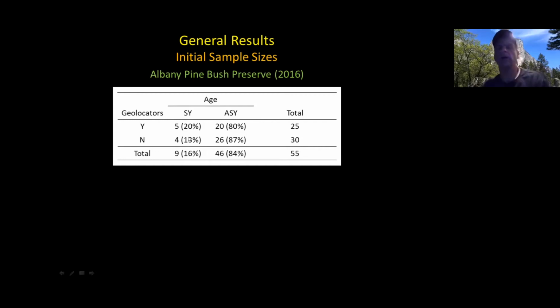So if a bird hatches in 2015, as of January 1st, 2016, it's considered a second year bird. That bird may not be even a year old, but it's living in its second calendar year. And so by extension, an ASY bird in 2016 would have hatched in 2014 or earlier.